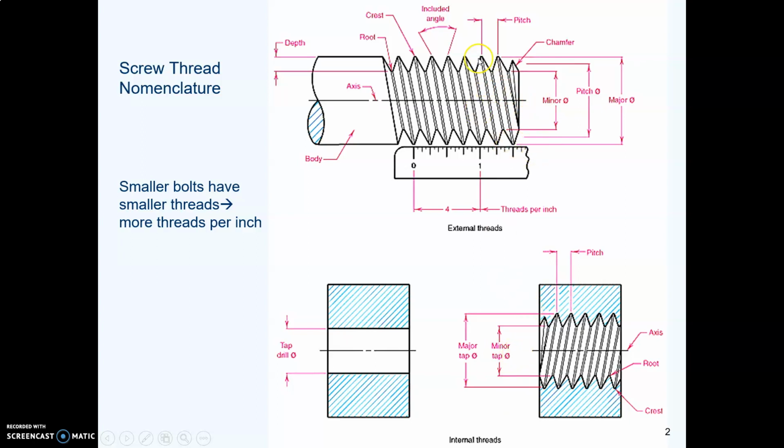The distance from one point to the next point is called the pitch. Could be from one valley to the next valley, or from one peak to the next peak. It's from one place to the same place on the next thread. That is the pitch. And we don't usually have to describe that, but what we do have to describe is threads per inch. And here's how that works.